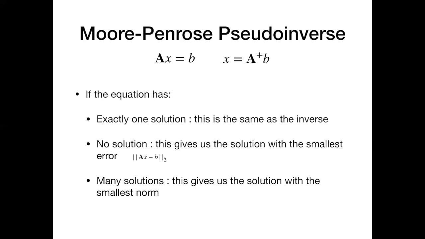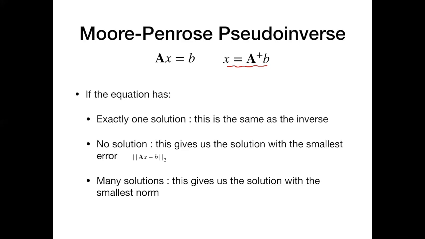So this is a very interesting analysis. If the equation has exactly one solution, this is the same as the inverse. We have studied that if the equation has exactly one solution, it means that A should be a square matrix, and the columns of A should be linearly independent. So this becomes the same as the matrix inverse. And if there are no solutions for these equations, then this can give us a solution with the smallest error of this L2 norm distance.